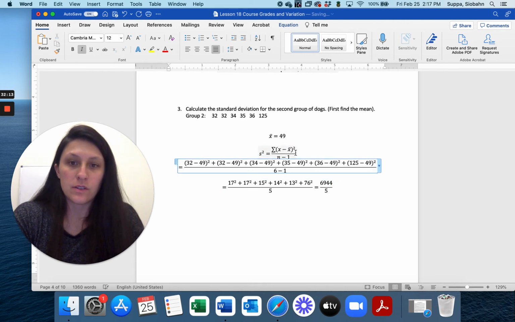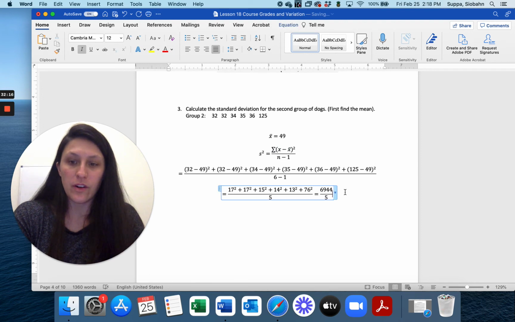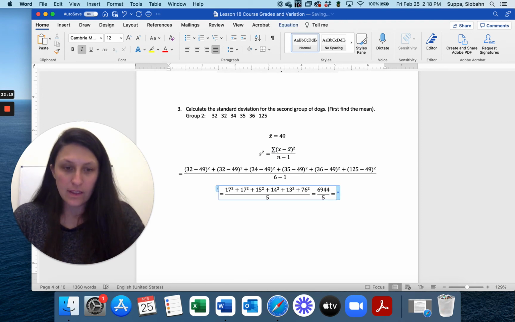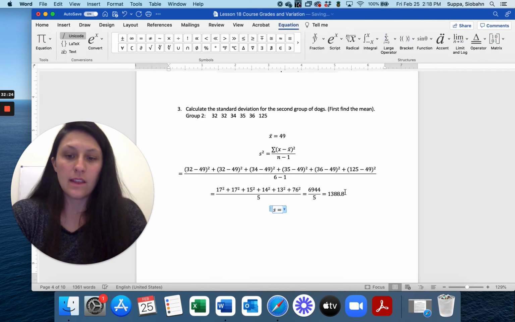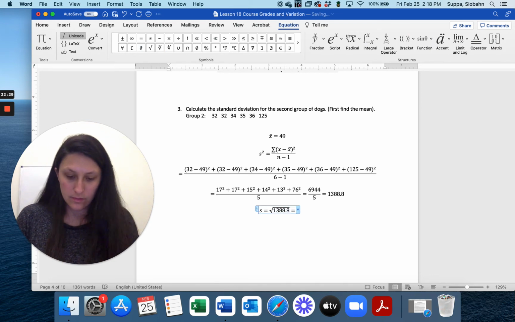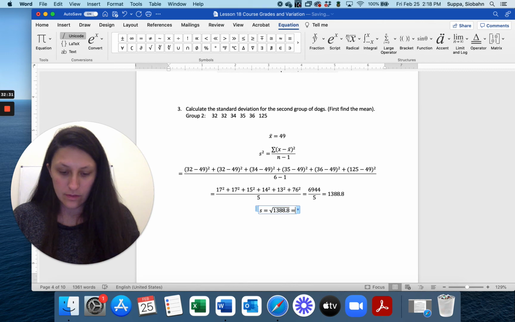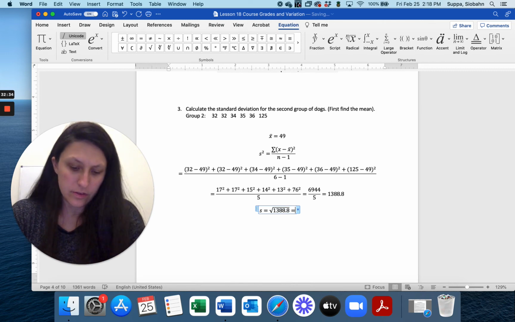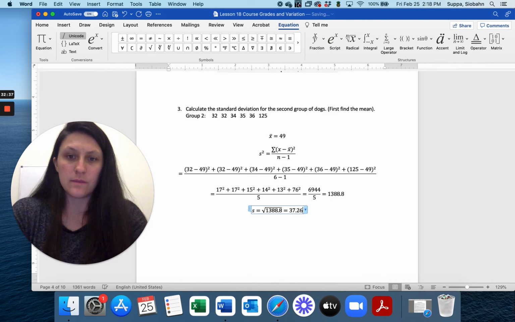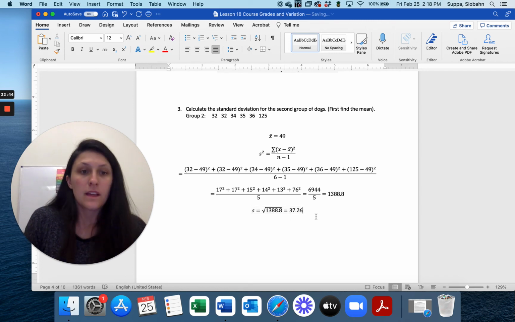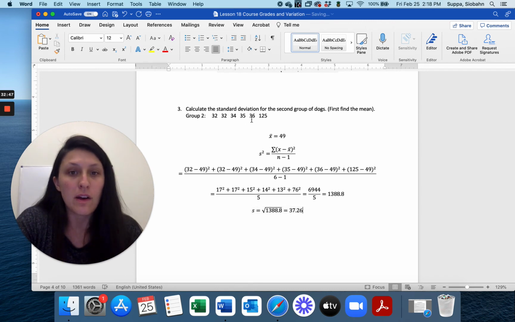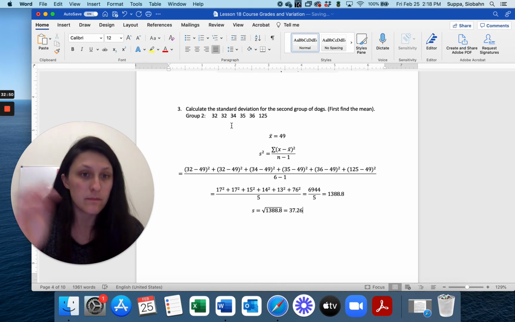All right, so I just wanted to show like this is where we are so far. And then if you divide that, you get 1388.8. So that is your variance. And then the very last step is to take the square root of that. So what is the square root of 1388? It's roughly 37.26. So that means the second group of dogs has a standard deviation of 37 pounds. That means on average, these dogs are about 37 pounds away from the mean.